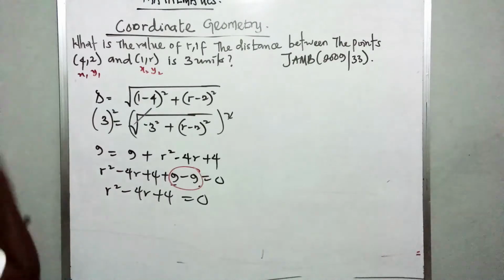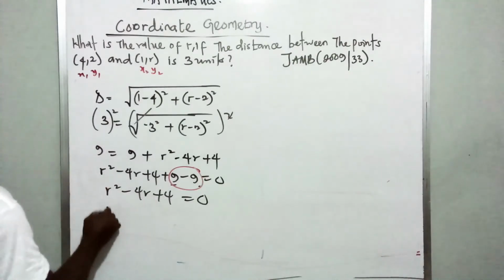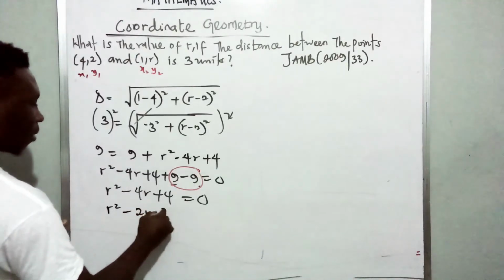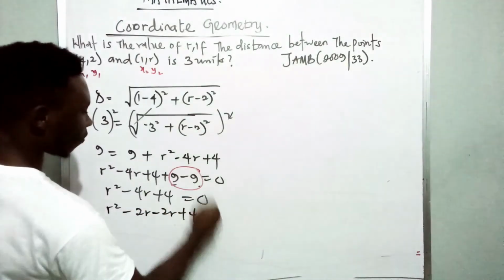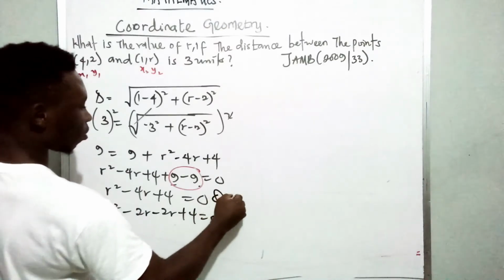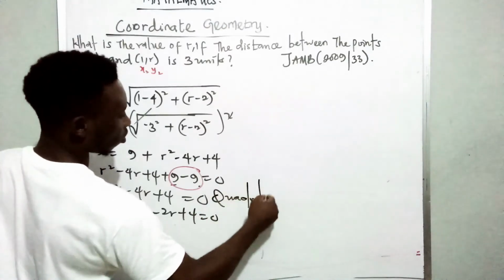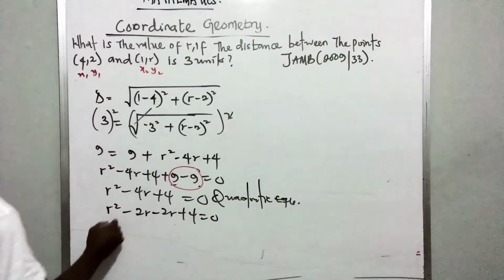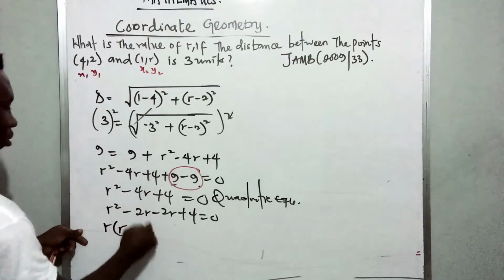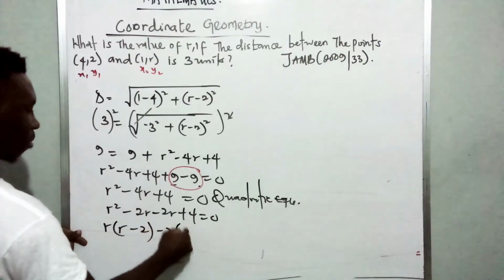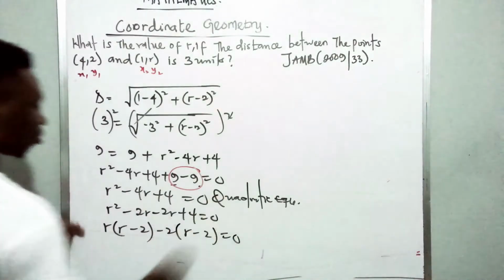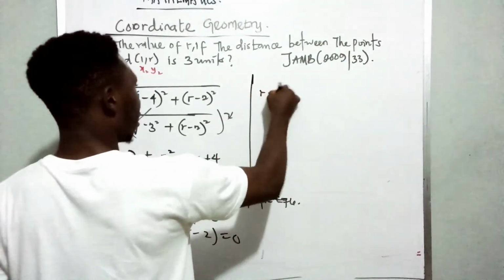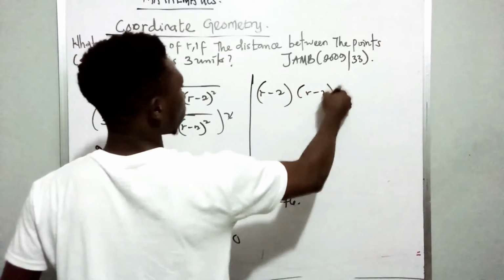So at this junction, factors that r squared minus what? Minus 2r minus 2r plus 4. I'm factorizing. This is a quadratic equation. So factorizing the quadratic equation. So r here open bracket what? R minus 2. What is here? Minus 2 open bracket what? R minus 2 is equal to 0. So going further here, this becomes that what? R minus 2 in bracket what? R minus 2 is equal to 0.